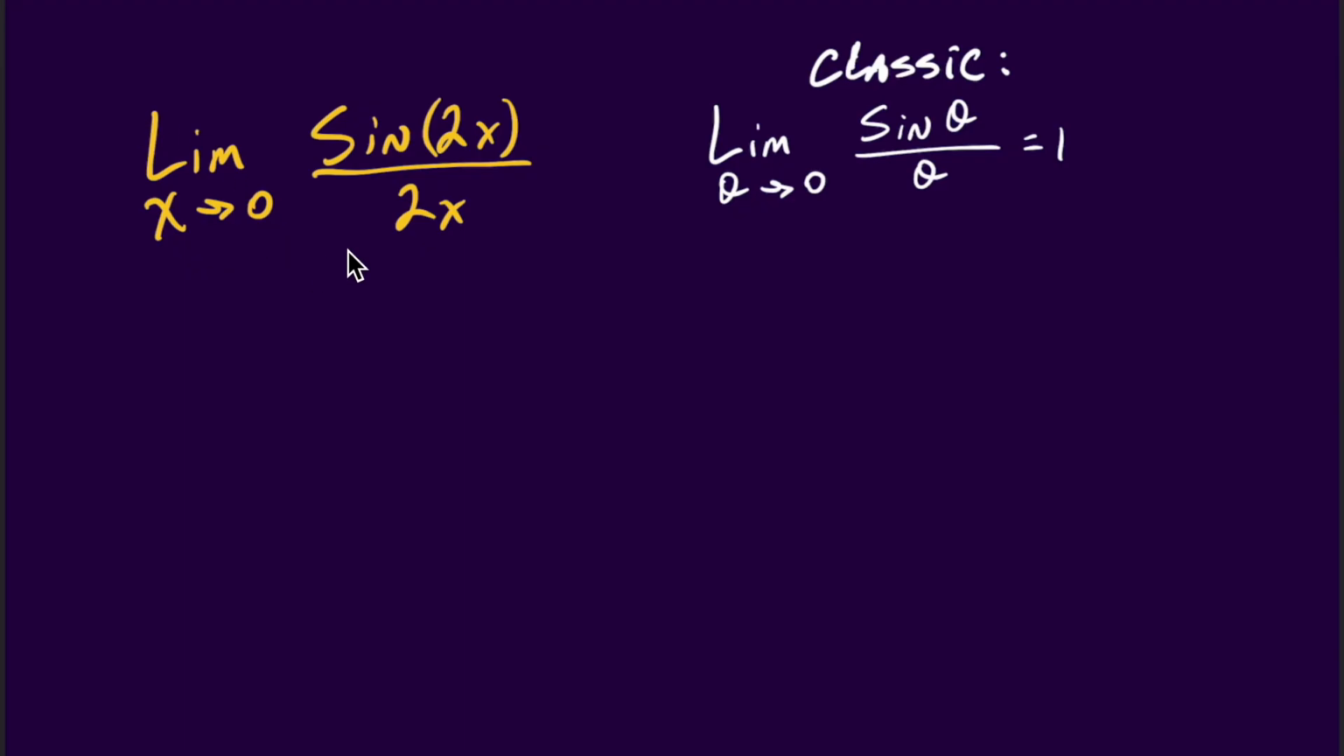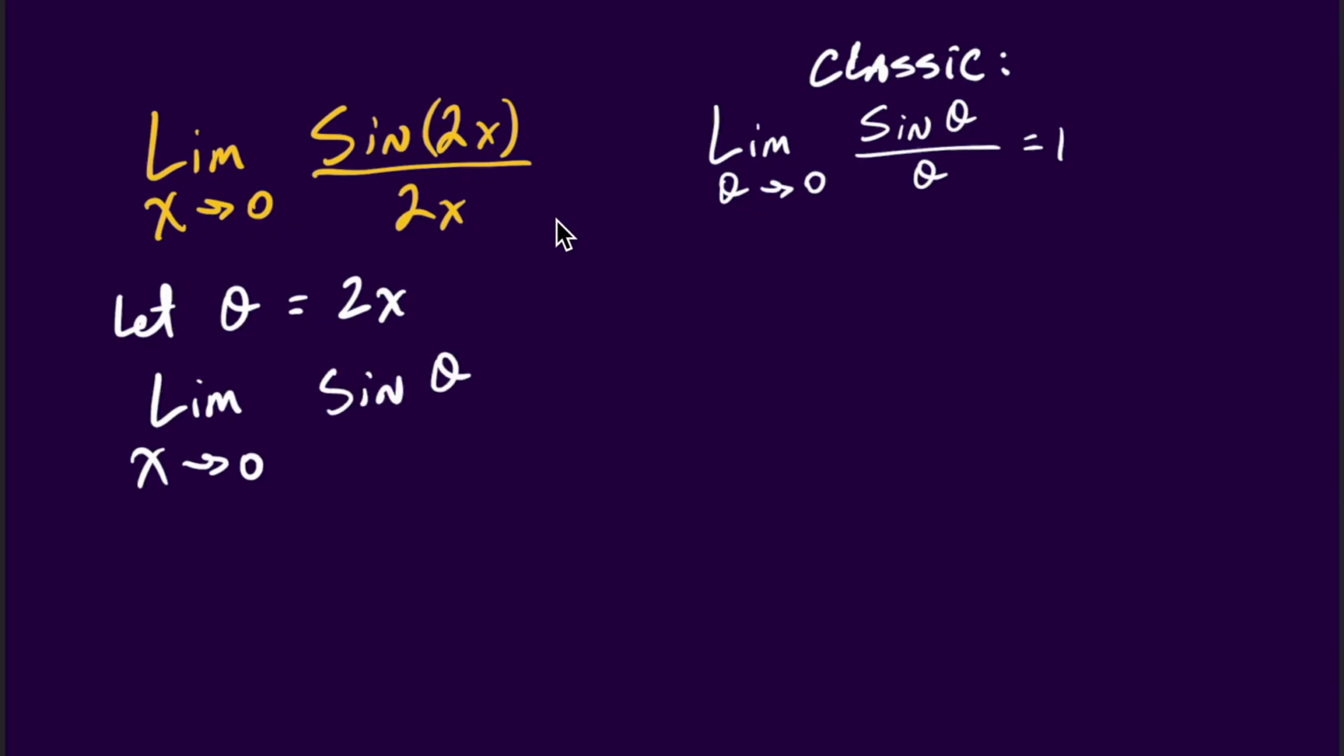So the first thing we're going to do is try to recreate this classic limit. So we're going to have theta equal to 2x. Okay, let's do that substitution. This gives us now the limit as x approaches 0 of the sine of theta over theta. All I did was take theta and substitute it in for 2x. But we have a problem here. We have a limit with x going to 0, but yet we have theta inside the limit. So we have to rewrite this in terms of theta.